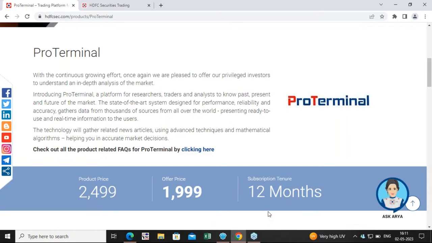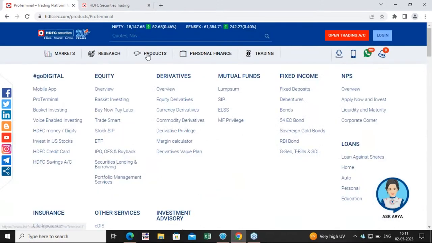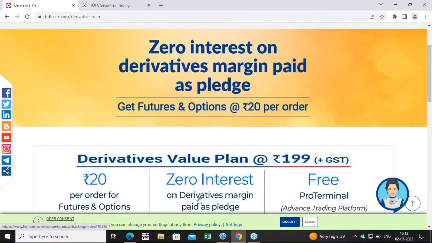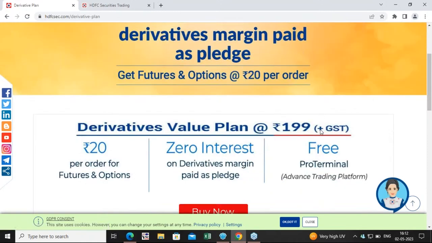Okay, but if you already have a derivative privilege in your account, then what can you do? Directly from here, you have to click on the product, and here on the derivative option, in the derivative column, the last option you can find is the derivative value plan. When you click on the derivative value plan, it will redirect to that page where you can take the value plan. The cost is 199 plus GST, but in that we will provide you 20 rupees per order for future option, zero interest on derivative margin paid as pledge, and free ProTerminal.